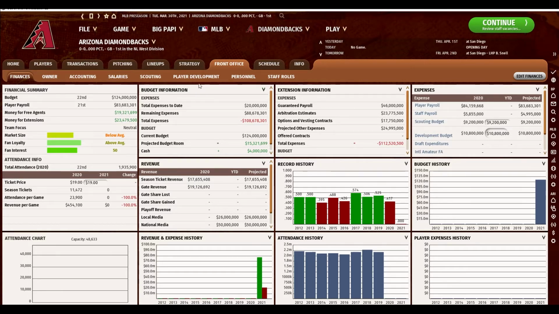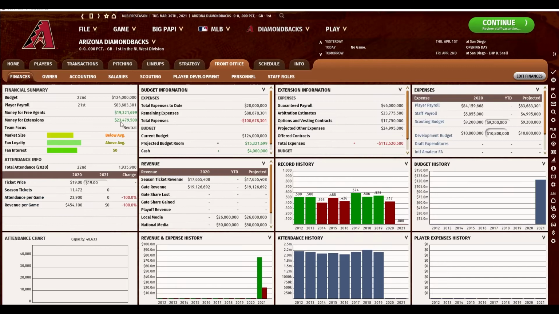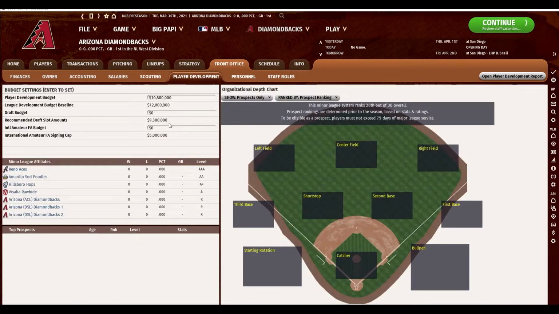Actually, I don't know if I'm going to be able to, because once you get to, well, in this case, opening day, but in future seasons, when you get to the end or preseason, you need to make sure your budgets are set. So even if your budgets here are set at 0, you can still spend money on the draft and the international free agents if you have money here. If you don't have money here and you don't have anything here, you won't be able to spend anything. I hope that makes sense. So we'll just put the 9.3 back in there.